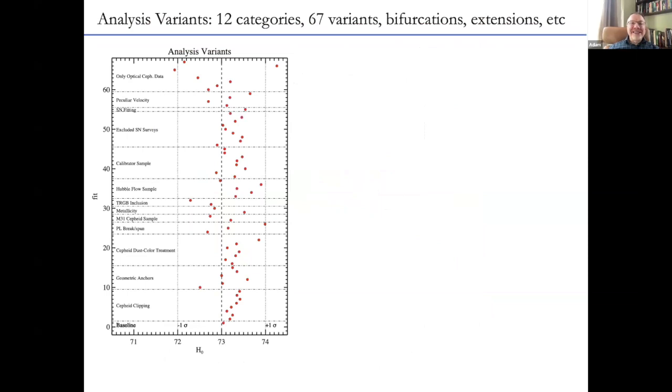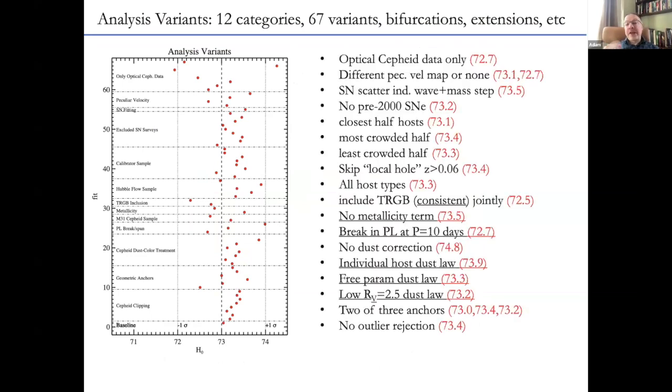Now, we've gone over an exhaustive set of analysis variants in 12 different categories, all kinds of different ways of analyzing the data that people have suggested over the last decade or so: different cuts, different subsets of data, leaving out certain parts of data, considering alternatives.